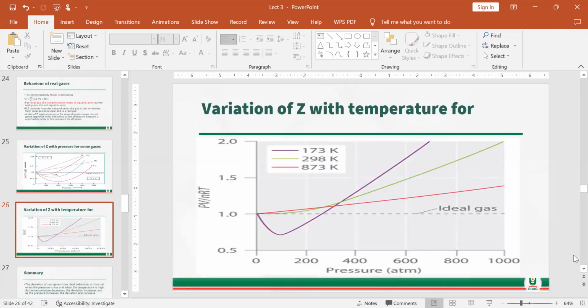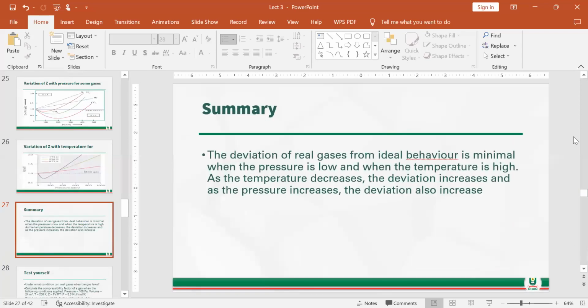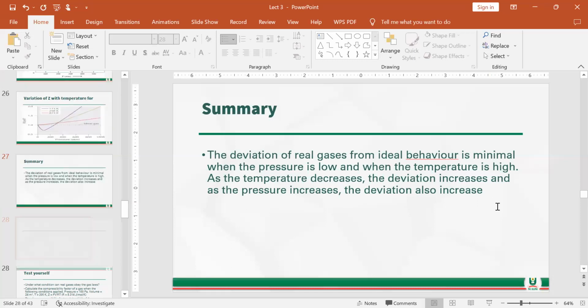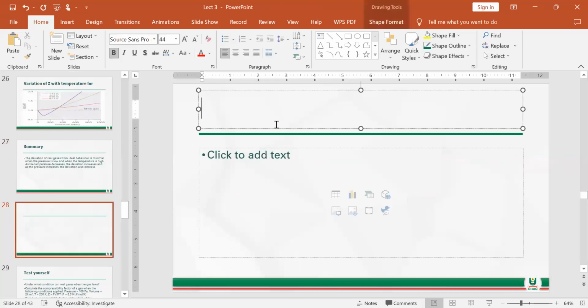The variation observed with temperature, that is the compressibility factor with temperature, is the same thing. For an ideal gas, it is parallel, but for this other one, it is not parallel. So that is what you see there. In summary, the deviation of a real gas from ideal gas is minimal when the pressure is low and the temperature is high. As the temperature decreases, the deviation increases, and as the pressure increases, the deviation also increases. Let's take a few questions.